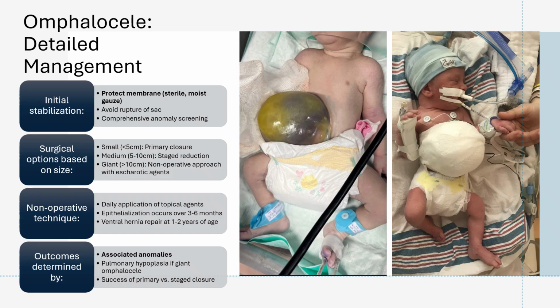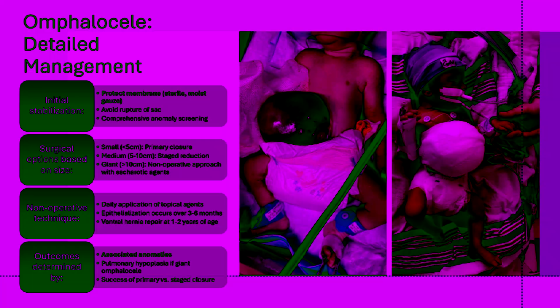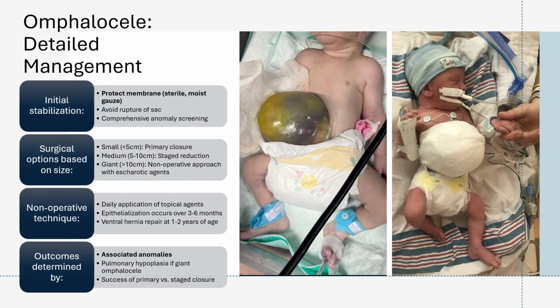With giant defects, the abdominal cavity never developed to house those organs. Forced closure often kills these babies from pulmonary hypoplasia and cardiovascular compromise. Instead, daily application of silver sulfadiazine or povidone-iodine slowly converts the membrane to skin over 3 to 6 months. The infant grows, the abdomen expands naturally, and you repair the ventral hernia electively when they're 1 to 2 years old. The key insight? Associated anomalies determine survival more than your surgical technique.